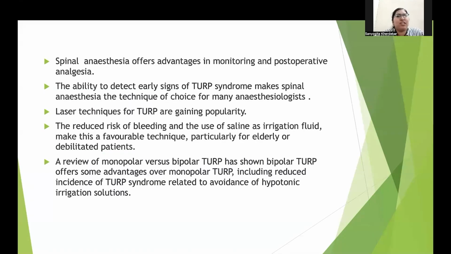As we already discussed, regional anesthesia is the technique of choice for TURP surgeries. The reduced risk of bleeding and use of saline as irrigation fluid make this a favorable technique. Coming to the type of surgery, monopolar versus bipolar, it is shown that bipolar TURP has some advantages, including reduced incidence of TURP syndrome because there is less use of hypotonic irrigation solutions.